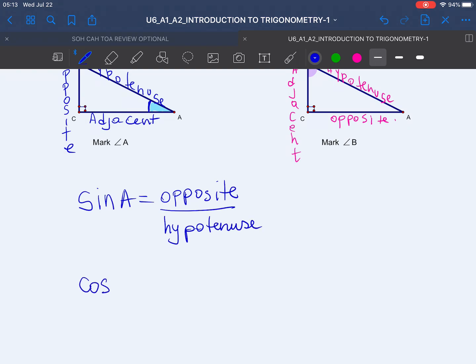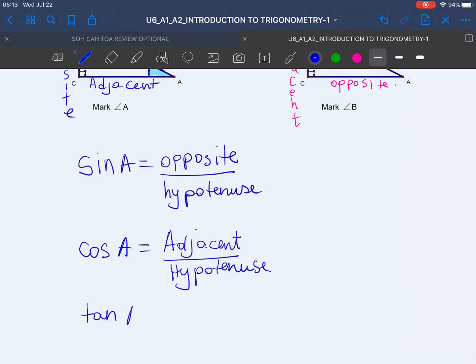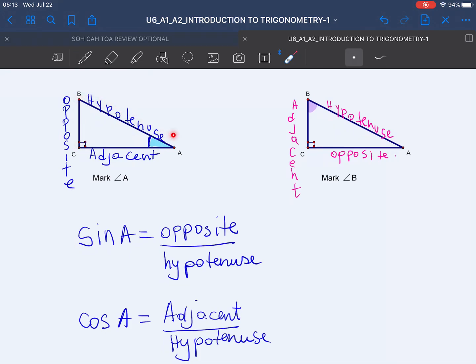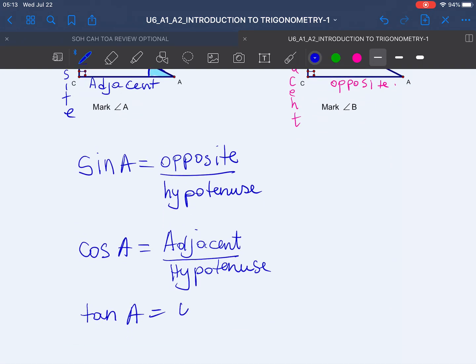The cosine ratio is measured as the ratio of adjacent side over the hypotenuse. And last but not least, the tangent ratio. That's the last combination that we haven't actually mentioned. So we just did this over this over this, and now we're going to do the two sides. So that will be opposite over adjacent.